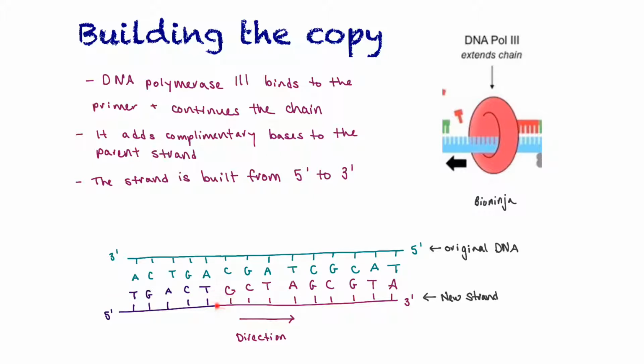And then DNA polymerase III can bind to that primer and continue the process. So across from C is G, and then GC, AT, TA, and so on. And it continues until it gets to the end of the DNA molecule, and then replication will have stopped.